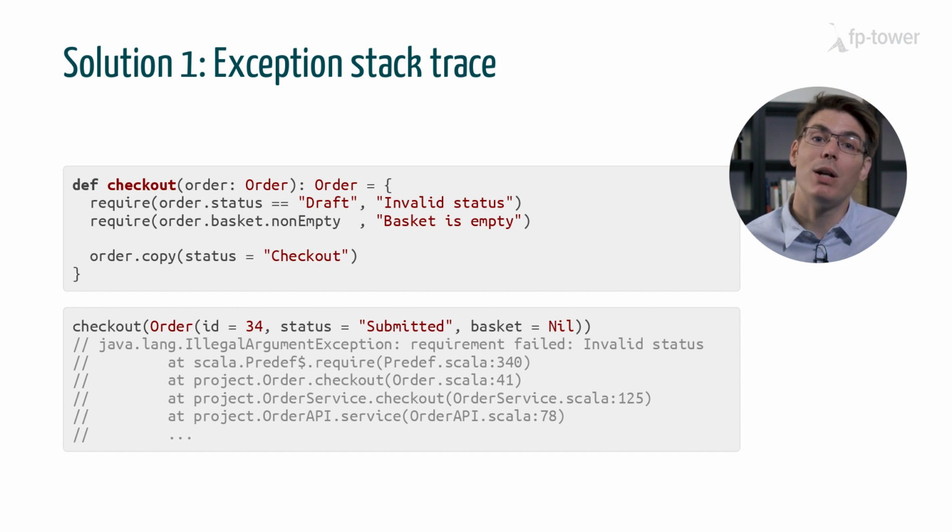On top of that, when we throw an exception, the JVM provides a stack trace to help us debug where the error occurred. Here we can see that the exception happened inside the method require at line 340 of predef.scala, and we can also see that require was called by the method checkout at line 41 of order.scala, and so on. So exceptions are really convenient, but they cause lots of maintenance headaches.